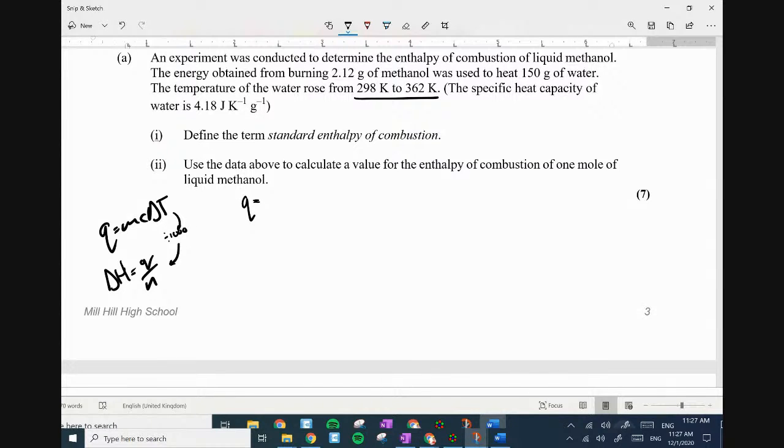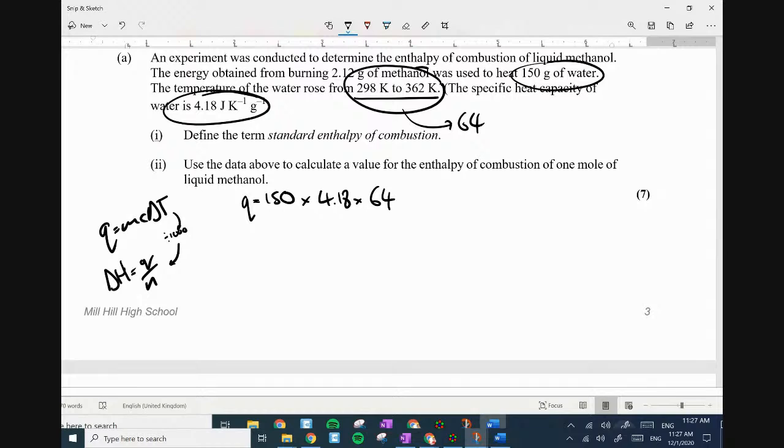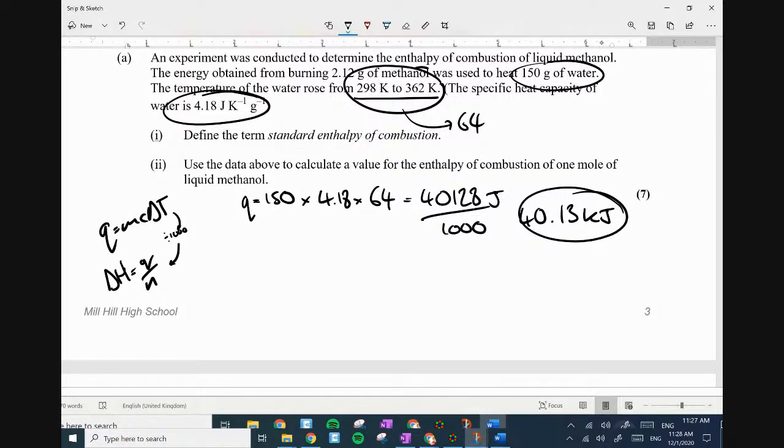So Q equals, what was my mass of water? 150 grams of water, multiplied by the heat capacity, which they've given me, 4.18, multiplied by 64, the change in temperature there. Right, run it through. 150 times 4.18 times 64 gives me 40,128 joules. Divide by 1,000 straight away, don't even bother, just divide it straight away. That gives me 40.13 kilojoules.